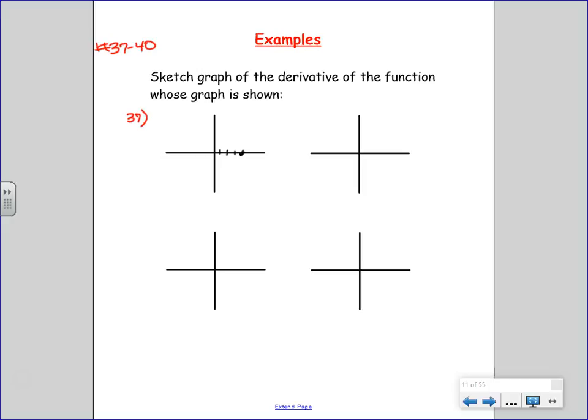Where does it hit the y-axis? It did. It's x squared though. I'll just do that approximately.